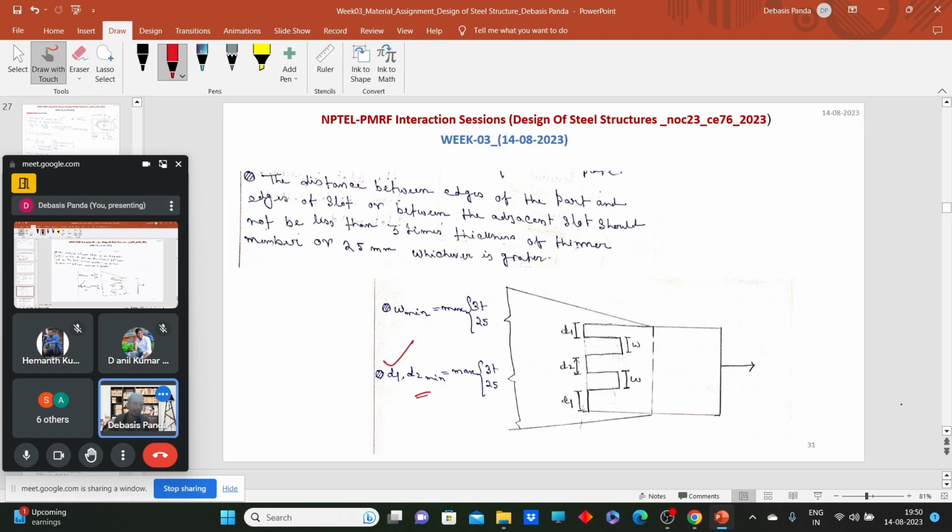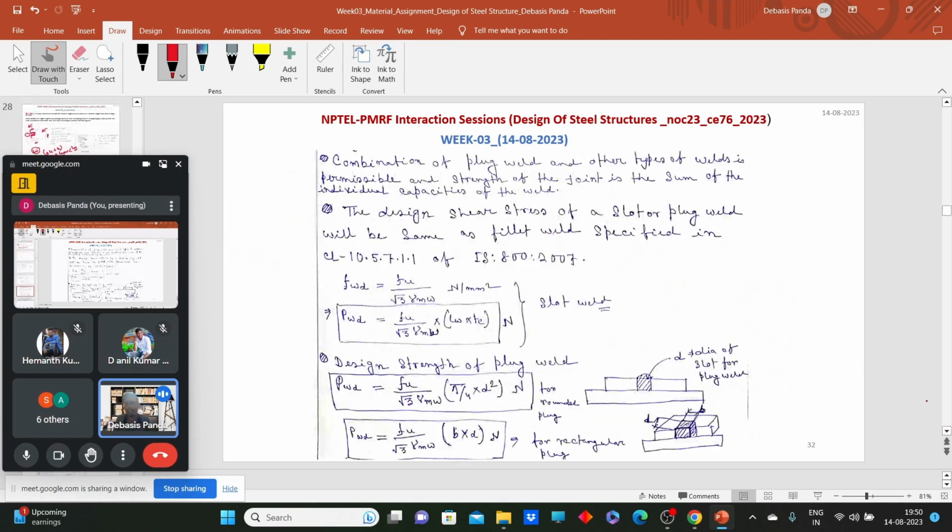Okay, so let's quickly solve one example, then this thing will get clear. What I said is that slot and plug weld are one kind of fillet weld. So what should be the design strength? The design strength obviously is governed by the ultimate tensile strength. For the slot weld, it's the same as fillet weld: Fu, the minimum ultimate tensile strength of the plate or the weld material, and then the effective area.